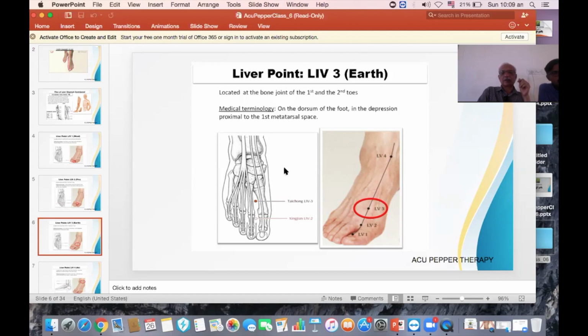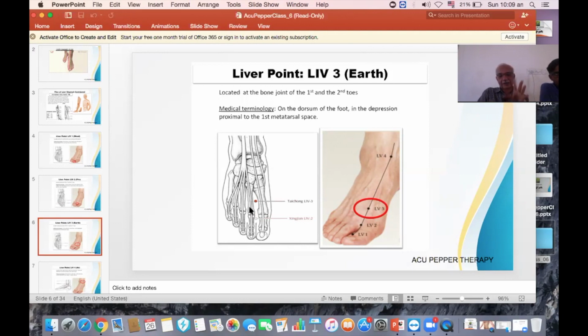Because most of the problems start from earth. And the wood also helps, that is the bile. It also helps in the digestion of fat. And if it doesn't, especially people who have ulcers, stomach ulcers, you can give this one. This is liver 3.